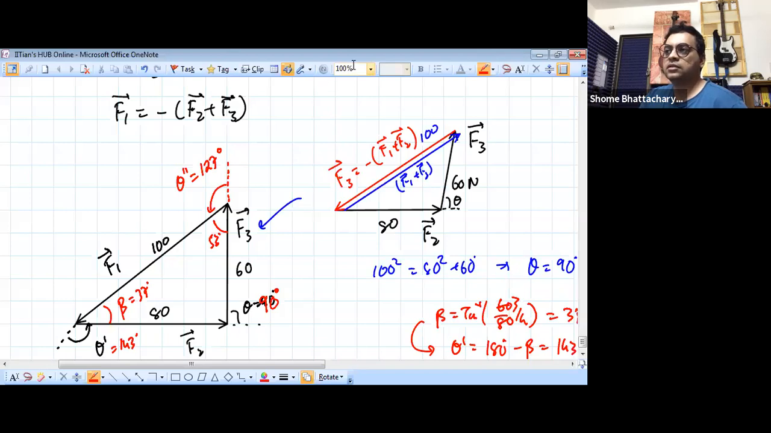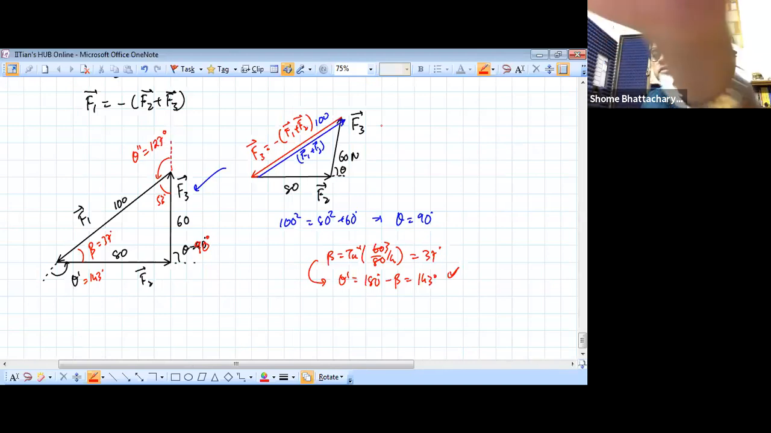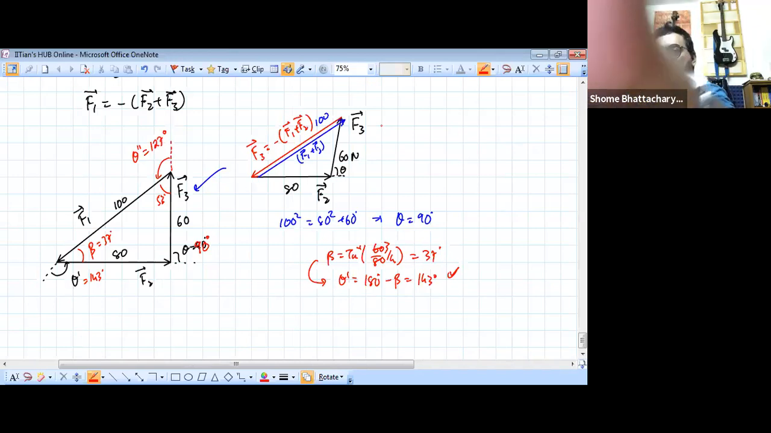Vedant, you can just refresh your connection once. Just refresh your connection once, Vedant.